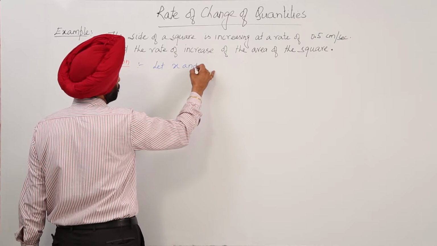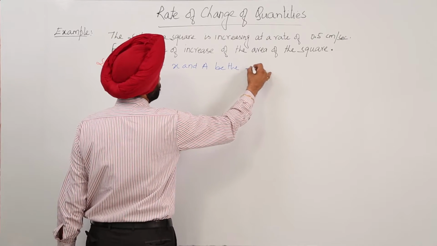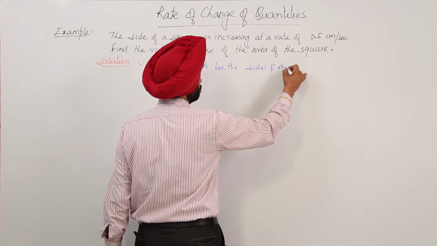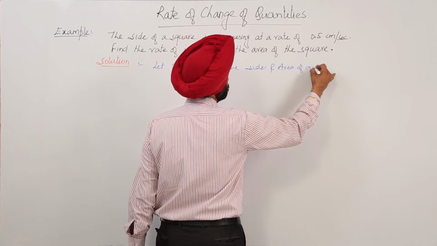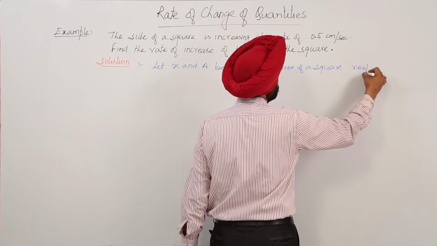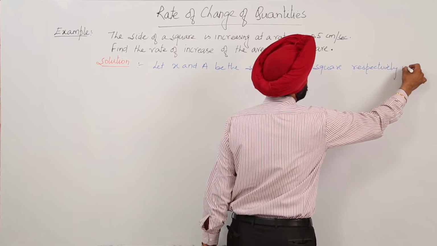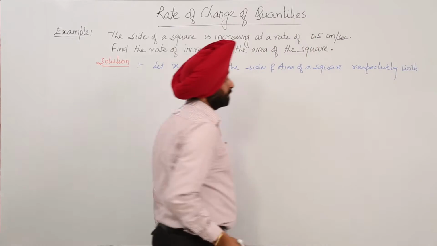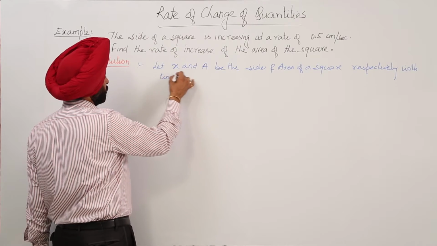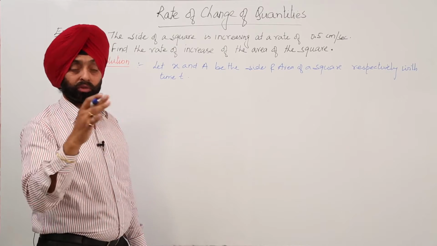Okay. Now, let x and A be the side and area of a square respectively, with time t. Okay, this is the statement which goes according to the question.